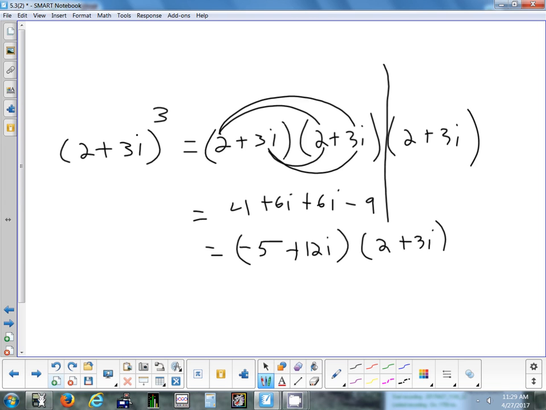12, 6 plus 6. Okay, so we did the first 2. Now, because it was cubed, there's one more. We have to do the whole thing again.